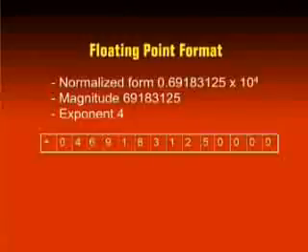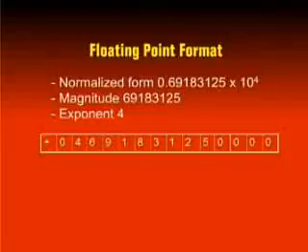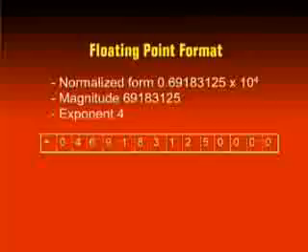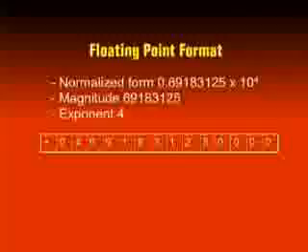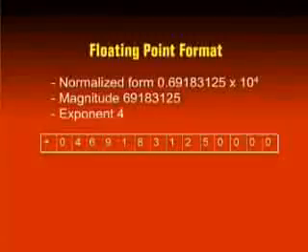The number is written in its normalized form. What do we mean by normalized form? We bring the decimal point to the extreme left of the number. So now the decimal number is written as 0.69183125 into 10 power 4. The magnitude remains the same. It is 69183.125. The exponent is 4.